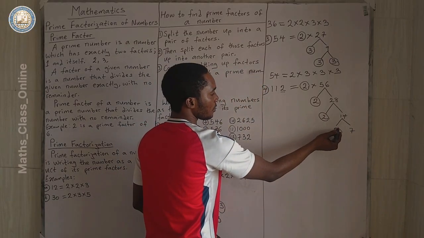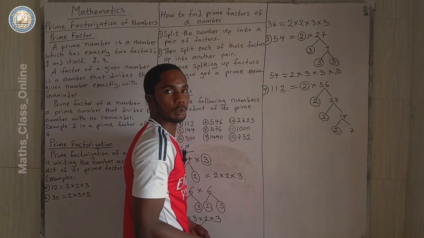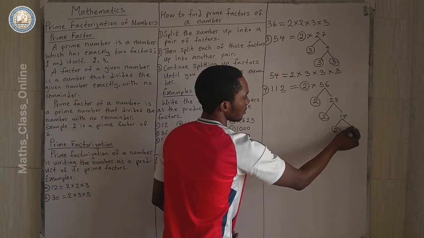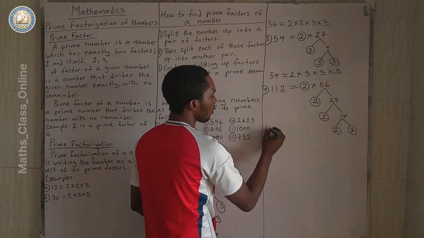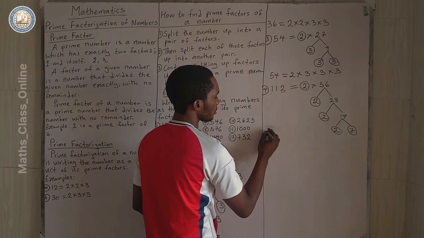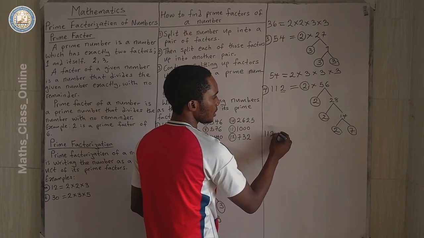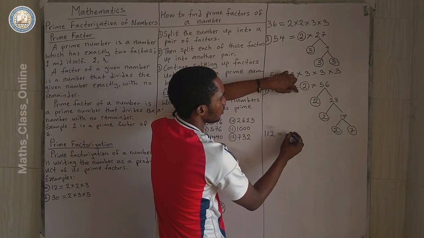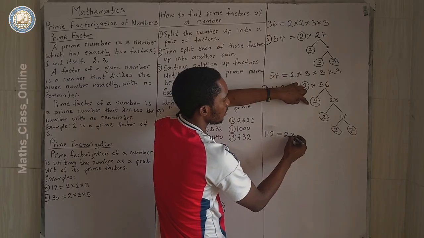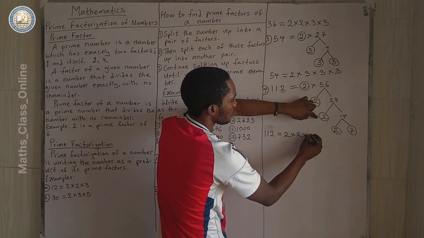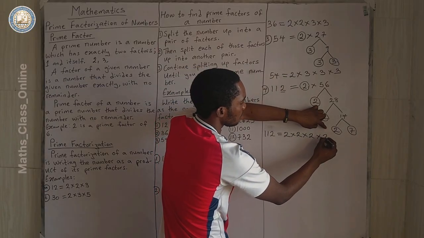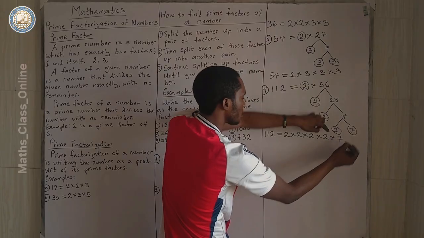Is 2 a prime number? Yes. Is 7 a prime number? Yes. This means that 112 is 2 multiplied by 2 multiplied by 2 multiplied by 2 multiplied by 7.